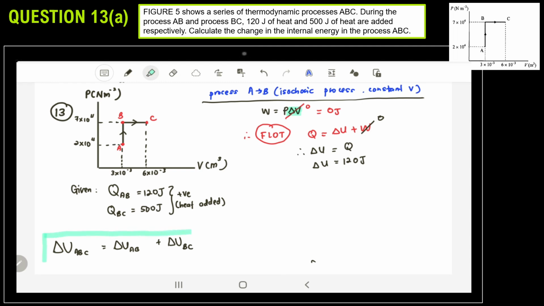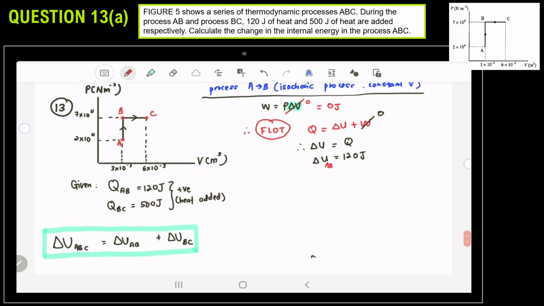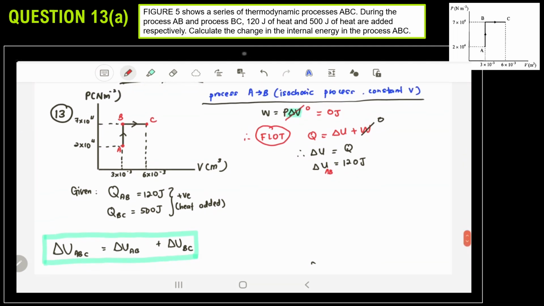So we want to find delta U AB. Here is the delta U for AB, because just now we talked about the process from A to B. It's an isochoric process, so we already got the first one. Now look at the process from B to C. You can see that from B to C the process happened at constant pressure, where the pressure from B to C is constant at 7 times 10 power of 4 Newton per meter squared. Look at the pressure, we have a constant pressure here, so this process we call an isobaric process.